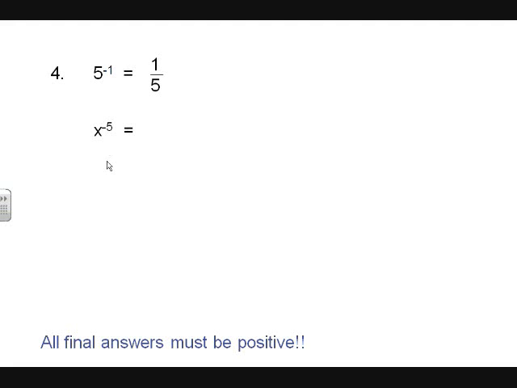We have x to the negative 5, and we need to make this positive. And we get 1 over x to the 5th.